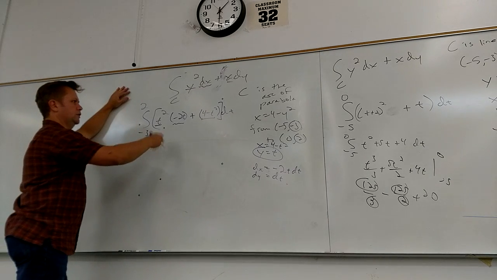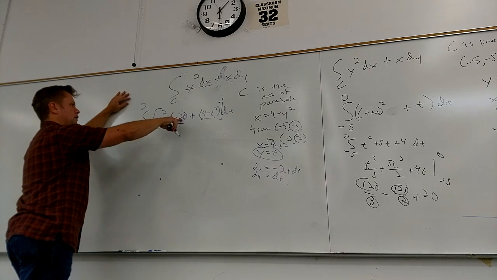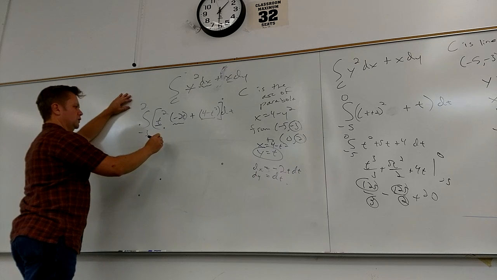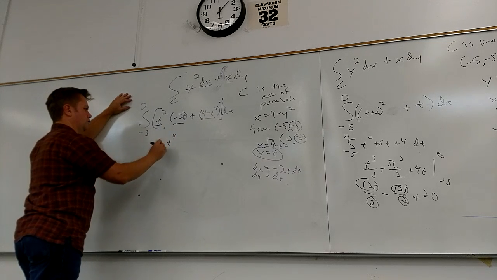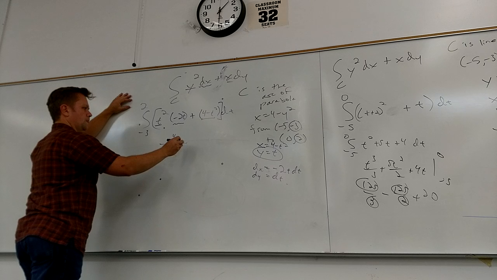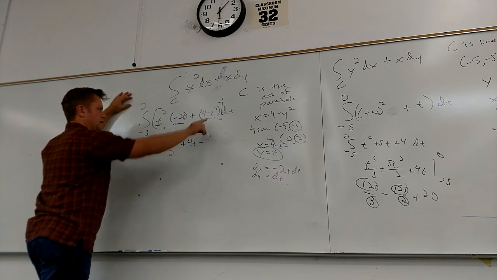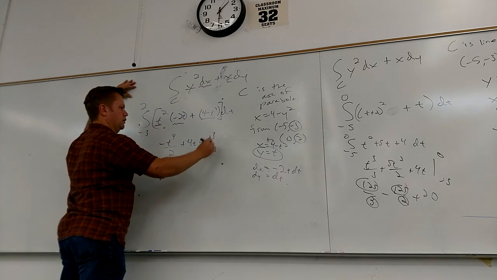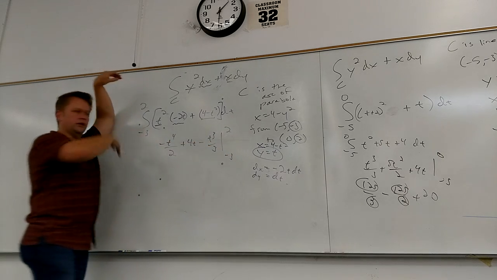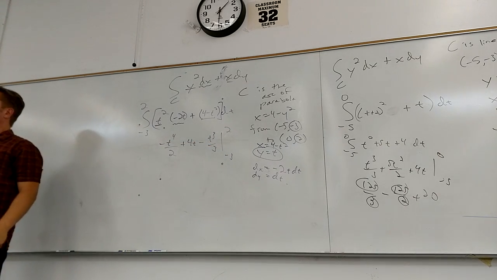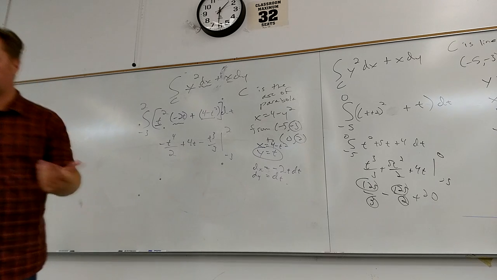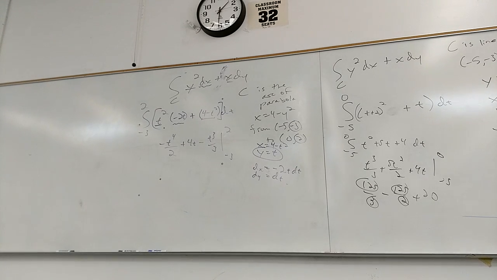And like I said, now what do you get here? Negative 2t cubed. So when you integrate that, you get negative t^4 over 2 plus 4t minus t cubed over 3 from negative 3 to 2, and you plug all that in there. See, this is right out of the example. So they get 40 and 5/6.